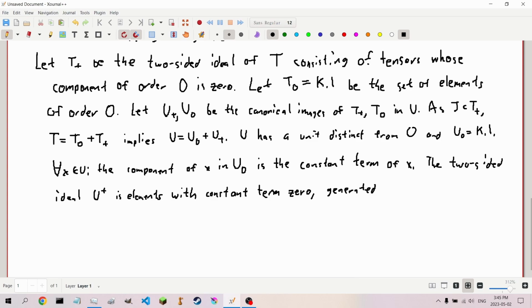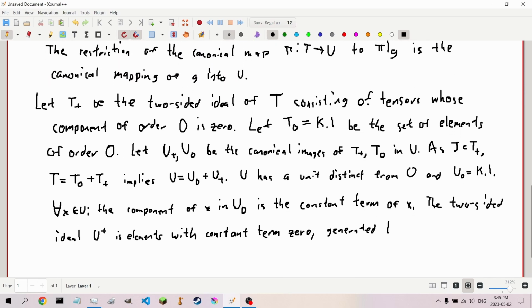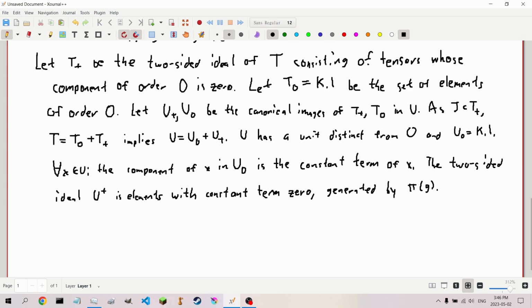Generated by the canonical image of G in U, by restriction of pi of G. Thus, U, the associative algebra, is generated by 1 and pi of G, the image of G in U.